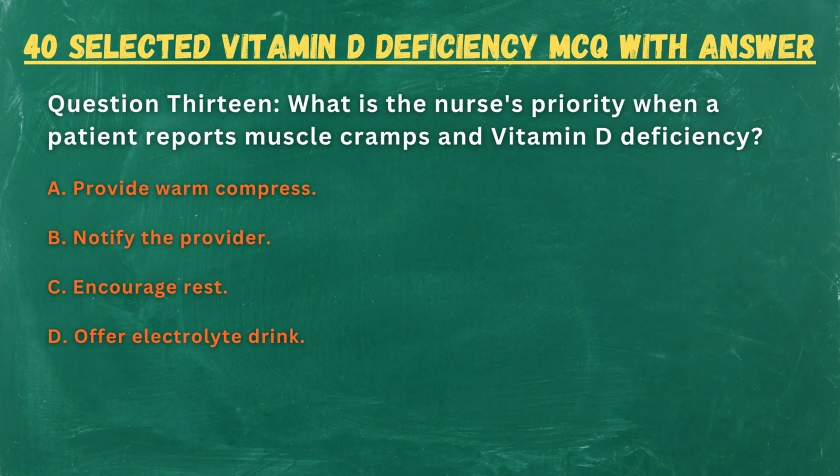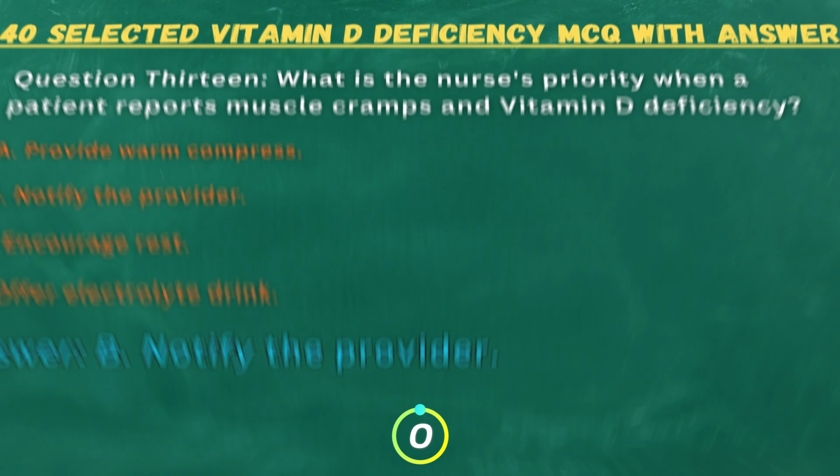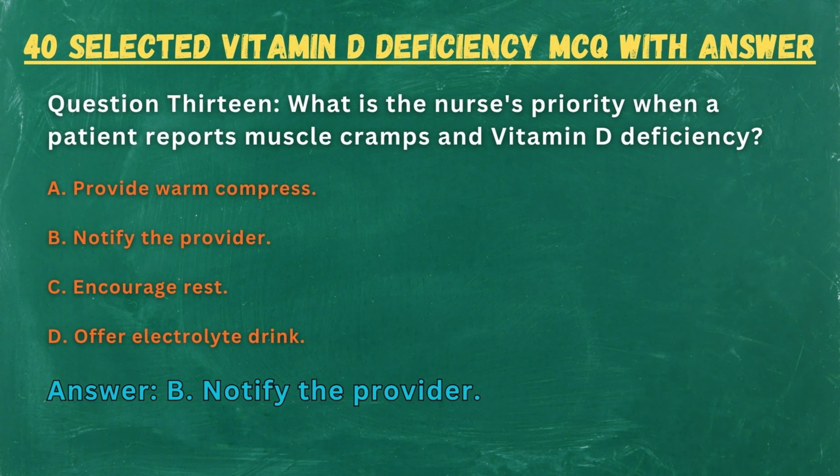Question 13. What is the nurse's priority when a patient reports muscle cramps and vitamin D deficiency? A. Provide warm compress. B. Notify the provider. C. Encourage rest. D. Offer electrolyte drink. Answer: B. Notify the provider.